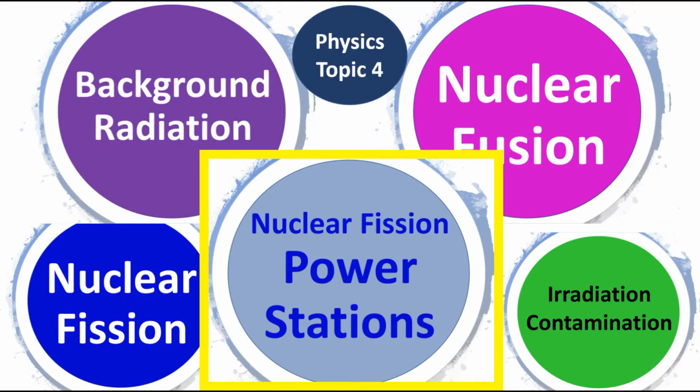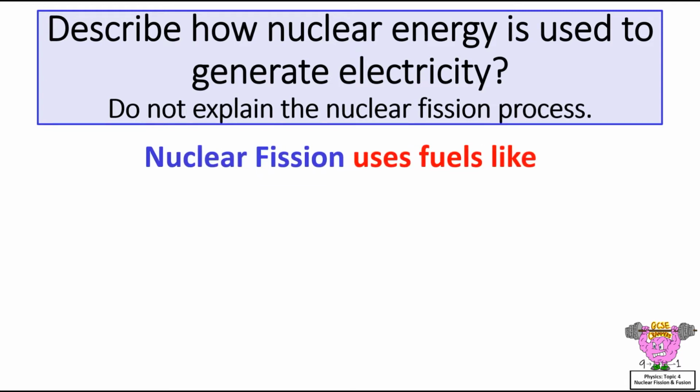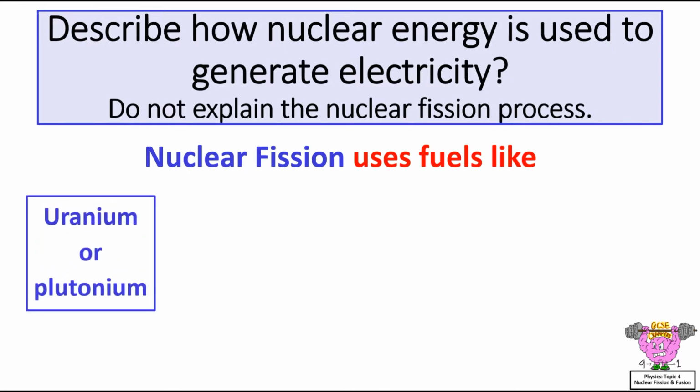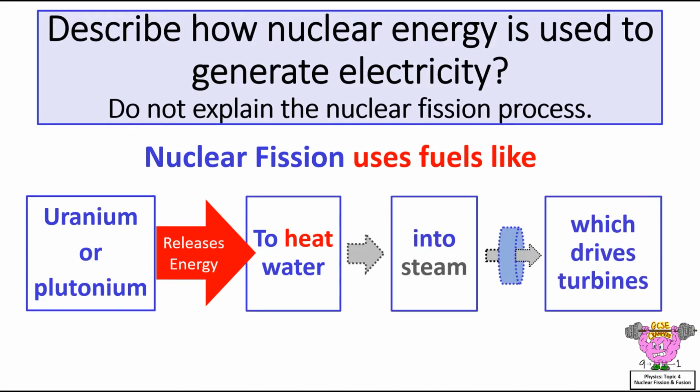Nuclear fission power stations. Describe how nuclear energy is used to generate electricity. Do not explain the nuclear fission process. Nuclear fission uses fuels like uranium or plutonium that release energy to heat water, turning it into steam, which drives turbines.